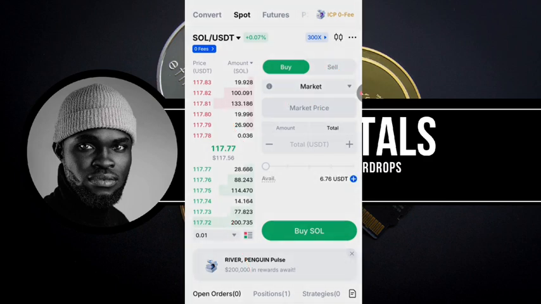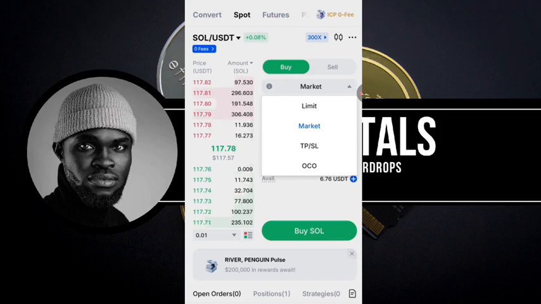When you click on that market, you are going to see a list of market options there. You can see the limit, you can see the market, and you can see the TP and stop loss. The TP and stop loss is what we call the stop limit, that's the take profit and stop limit. If you have traded forex, you should be familiar with that particular term. But right now we're going to be looking at the market order.